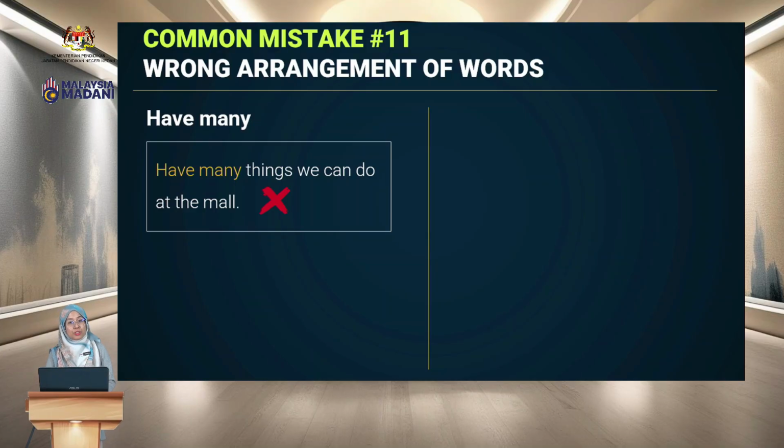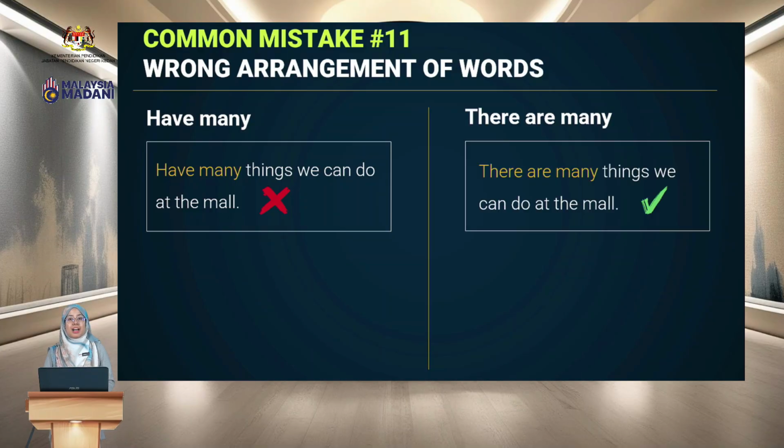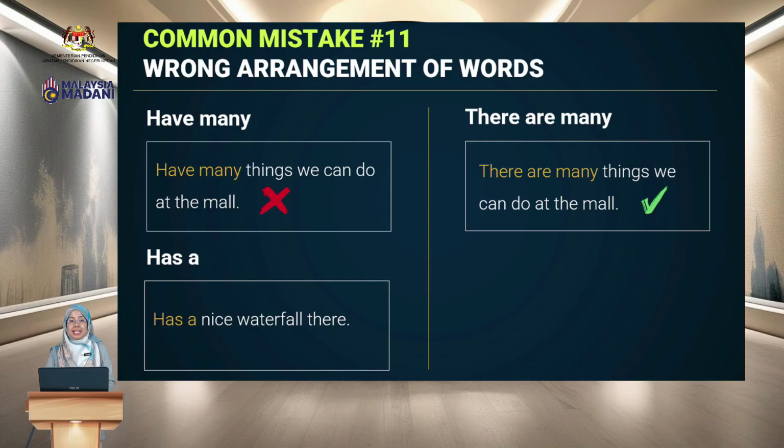So this is wrong. You should write, there are many things we can do at the mall. So this is for plural. What about for singular? The word have will change to has. Very good. Has a, ada satu. So you can write, has a nice waterfall there. In Malay, it will be translated as ada satu air terjun yang indah di sana.